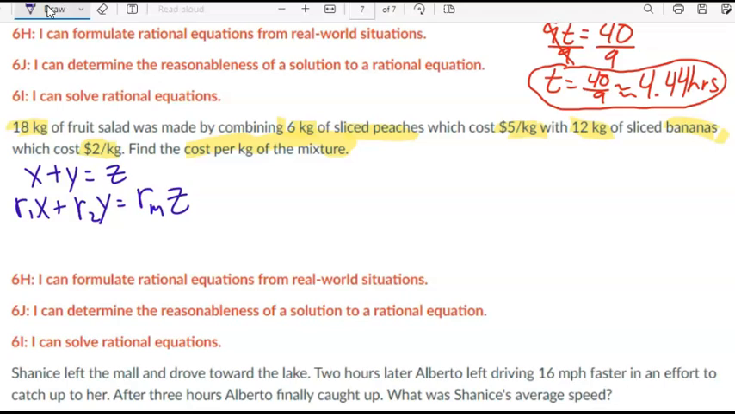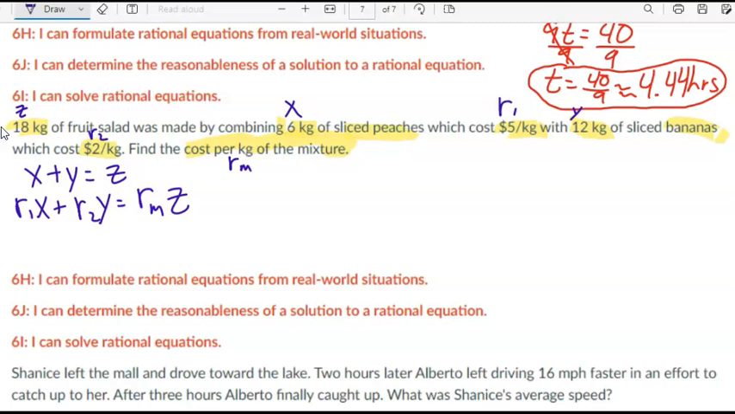So from here, we know that 18 kilograms is the total. That's going to be Z. Combining 6 kilograms with 12 kilograms. That's your X. That's your Y. The $5 per kilogram is the first rate. It's the rate for X. And then $2 per kilogram is the rate for Y, so R2. What we want to find is the rate for the mixture.